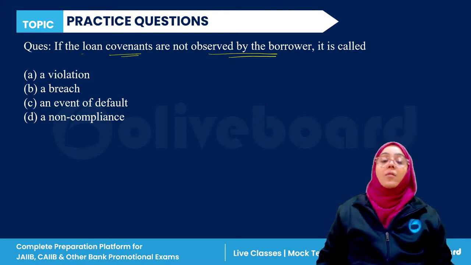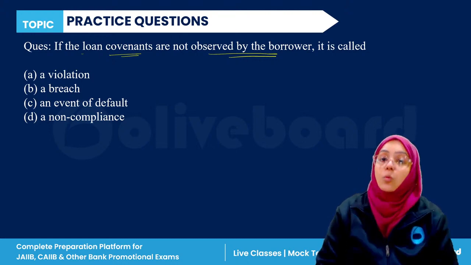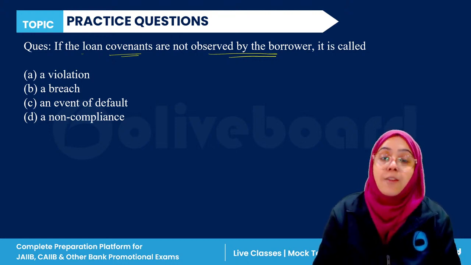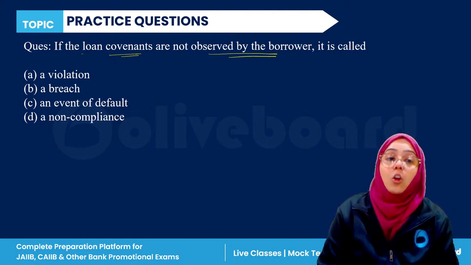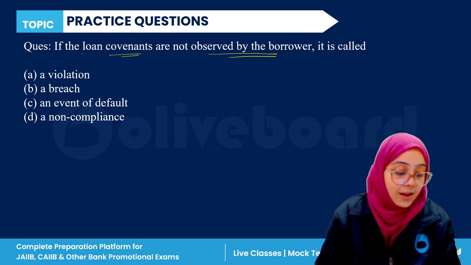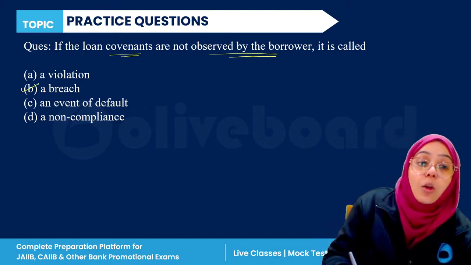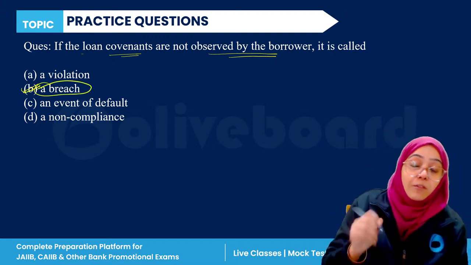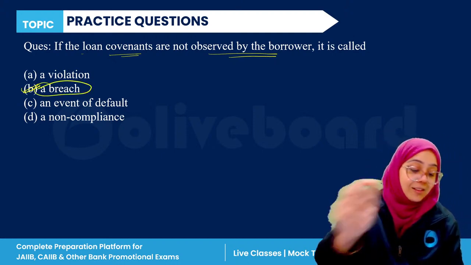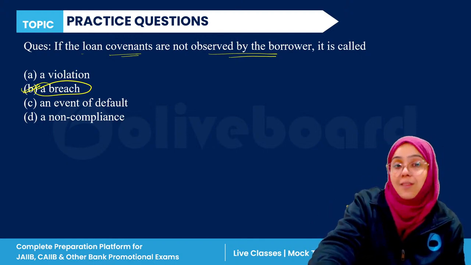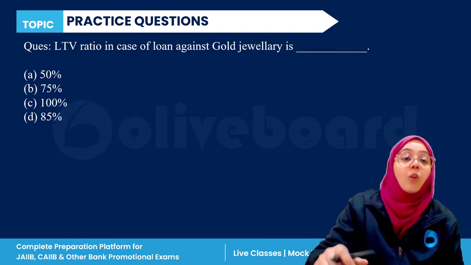If the loan covenants are not observed by the borrower, it is called a violation, a breach, an event of default, or a non-compliance. The correct answer for this question is a breach. Always remember, if the loan covenant is not observed by the borrower, it is called a breach. Yes. Next question.